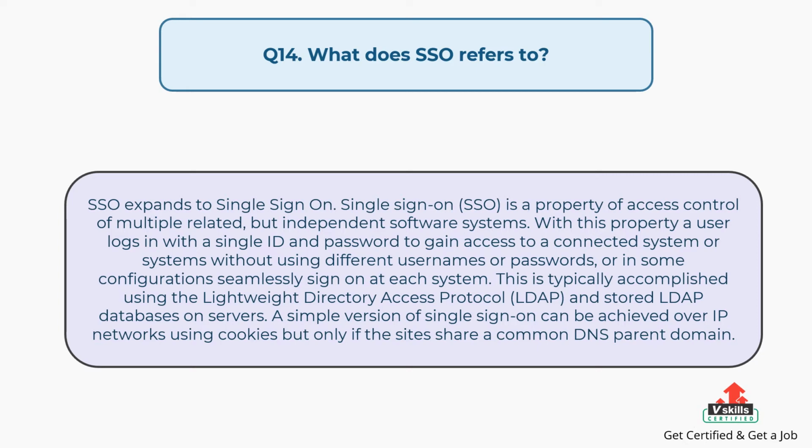Single sign-on is a property of access control of multiple related, but independent software systems. With this property, a user logs in with a single ID and password to gain access to a connected system or systems without using different usernames or passwords, or in some configurations seamlessly sign on at each system.